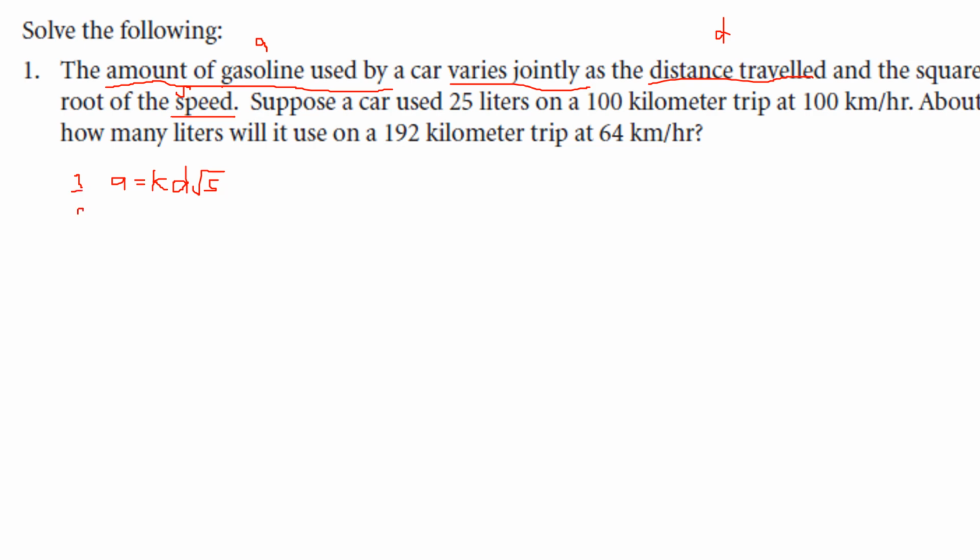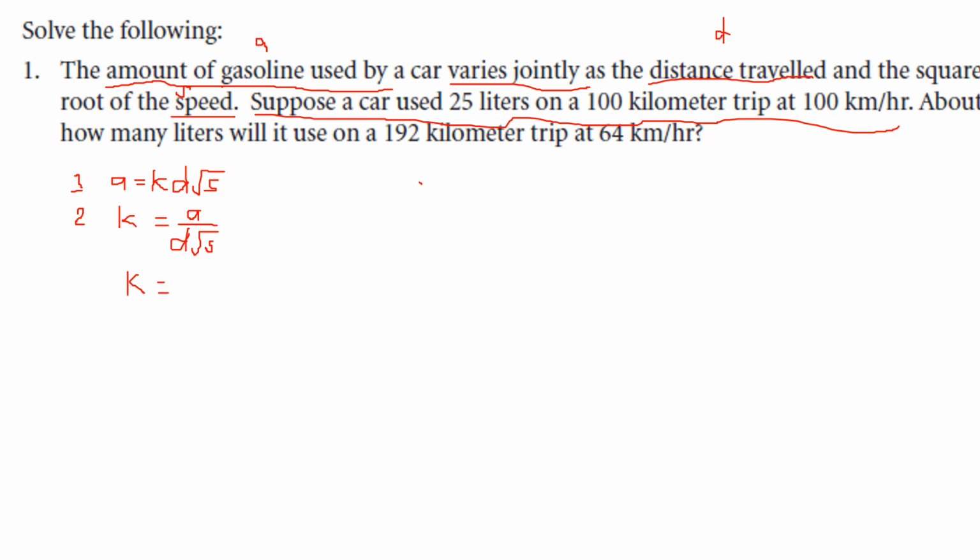We have done this, so the second process is to solve for K. If we recall, K is equal to A over D times the square root of S. So the next step is to solve for K. We have a complete statement with A, D, and S. Suppose a car used 25 liters, the amount of gasoline used, which is letter A, is 25.